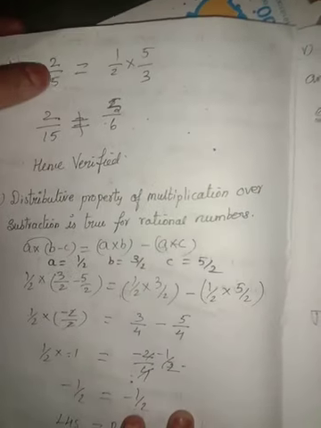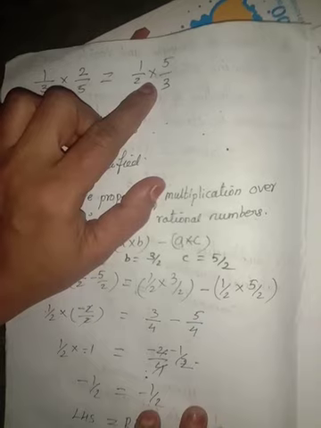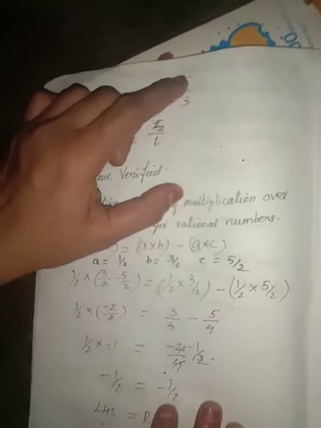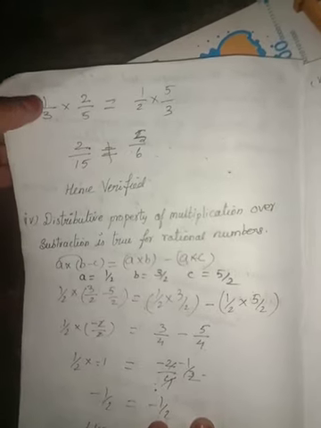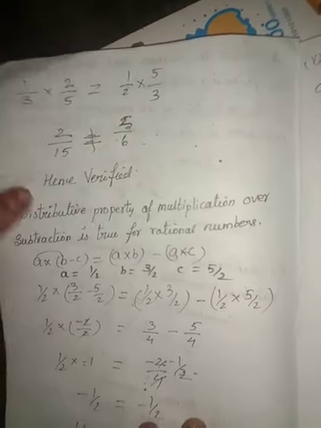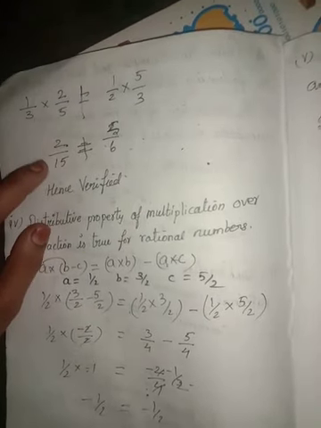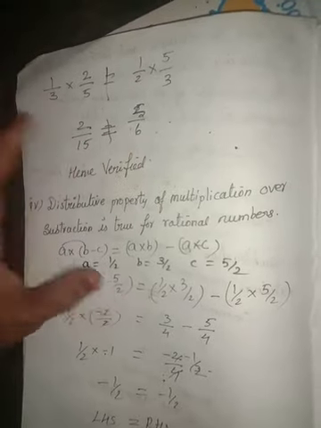Again dividing this, find the reciprocal of the divisor, we get 2 by 5. Similarly on the right hand side, find the reciprocal of the divisor, we get 5 by 3. So 1 by 3 into 2 by 5 is equal to 1 by 2 into 5 by 3. So we get the answer on the left hand side 2 by 15, on the right hand side 5 by 6.